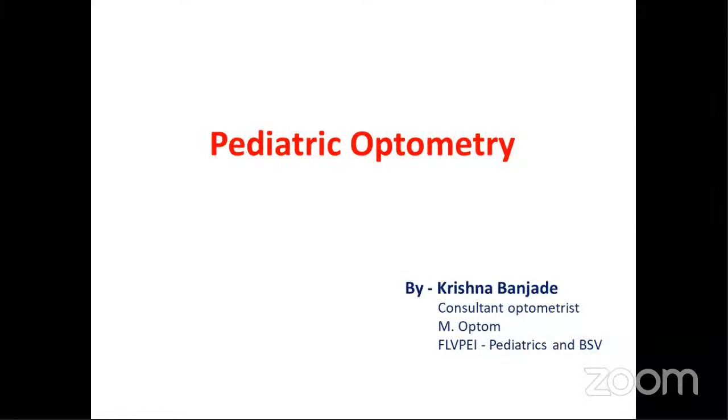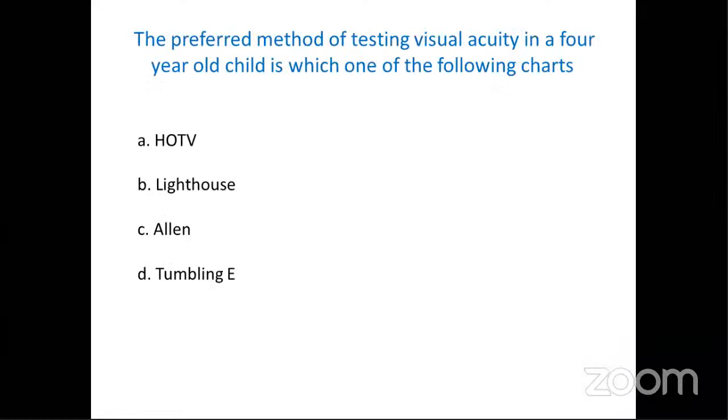I will take the history in a child. Directly, we are jumping towards the examining of the patient. And the most important thing, being an optometrist, the most important thing that we need to know in a child is how to assess visual acuity in a child.